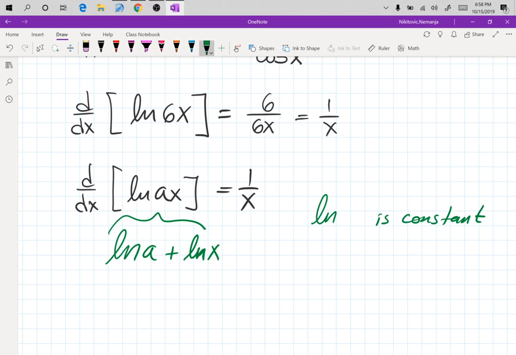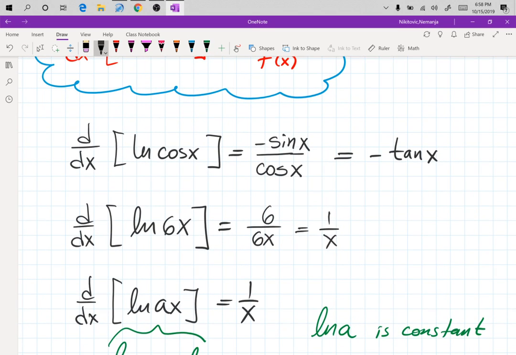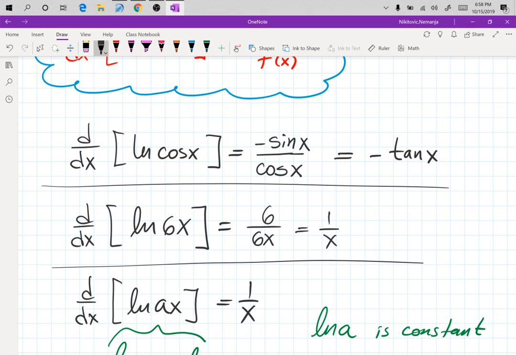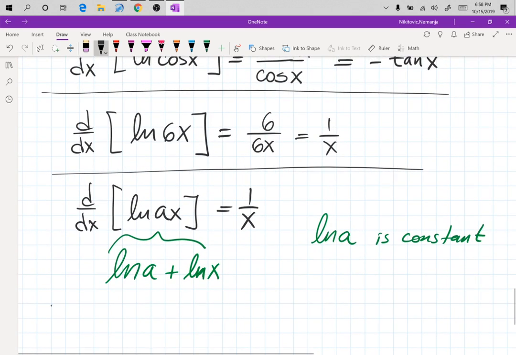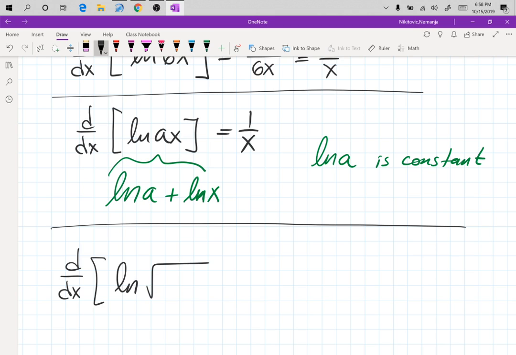Cool. Let's do one more example. We did 2 examples so far. Let's do another example just because we can. So the derivative of ln of, what should I put here? Something cute. Square root of 3x minus 1? Yeah, why not?